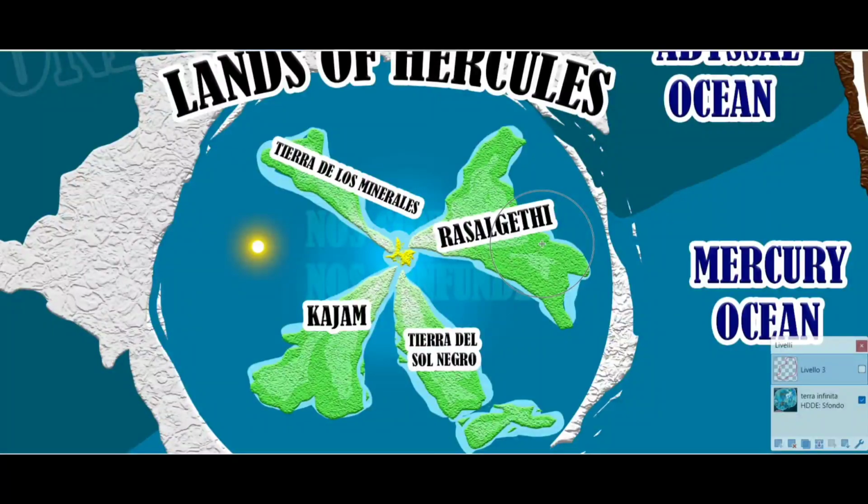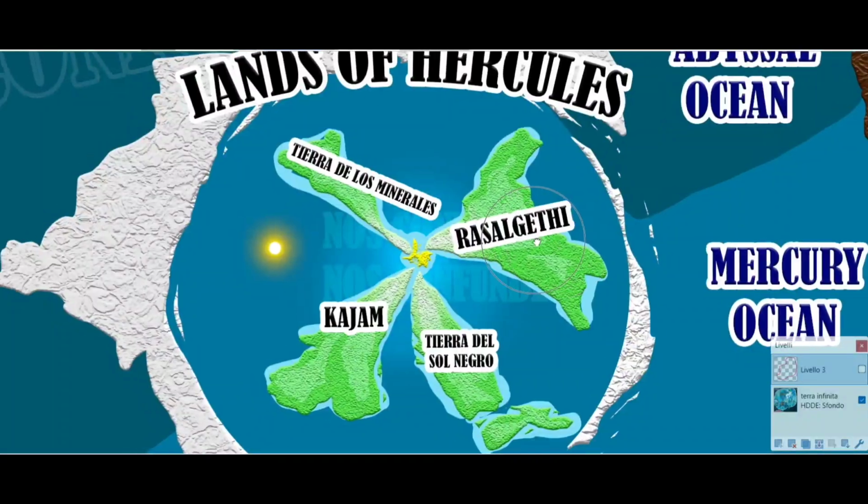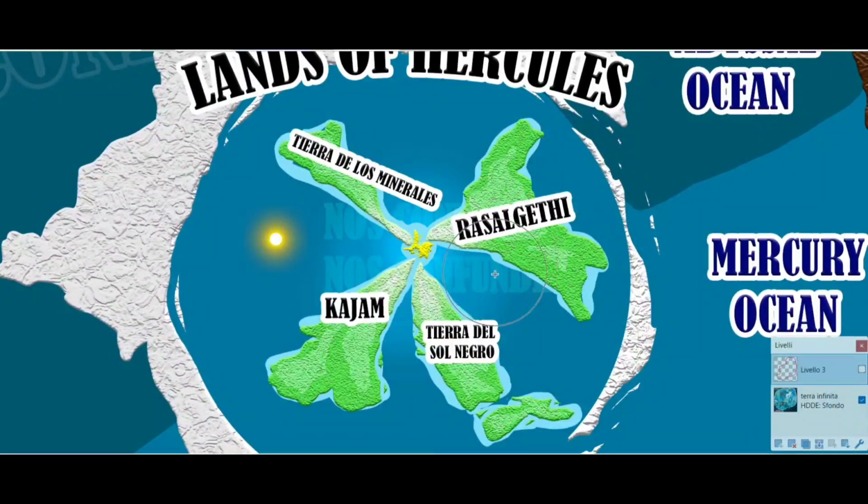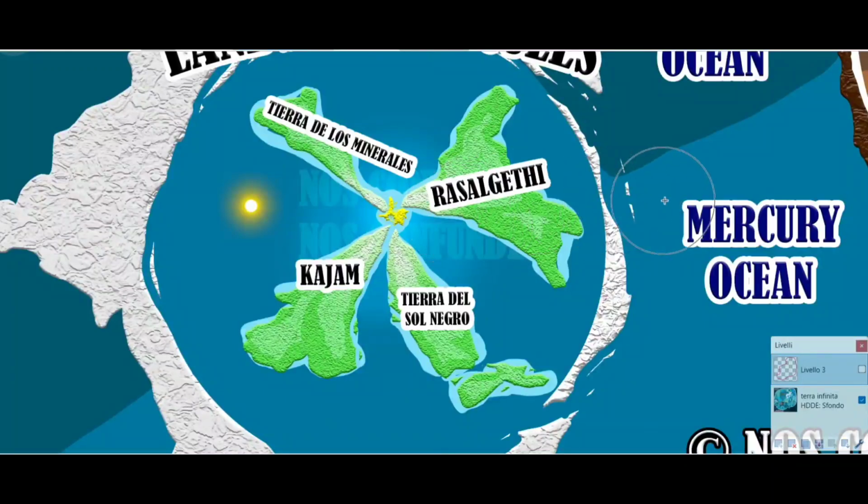But this is where the story ends in terms of the Terra de los Minerales, so we have seen what this refers to in the map of the lands of Hercules. Now let's get to the second place. We have the Ras Al Ghafi. Actually, you know what, I'm gonna keep Ras Al Ghafi for the last place, because you will see why.